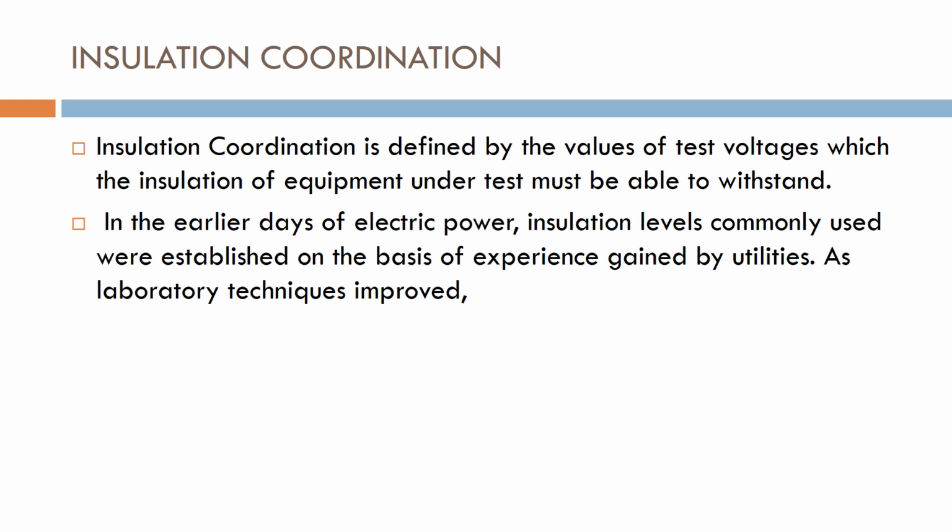Insulation coordination is defined by the values of test voltage which the insulation of equipment under test must be able to withstand. So, the selection of suitable values for insulation levels of various components like transformer, circuit breakers, bus support, etc. in any electrical system and their arrangement in a rational manner is called insulation coordination.